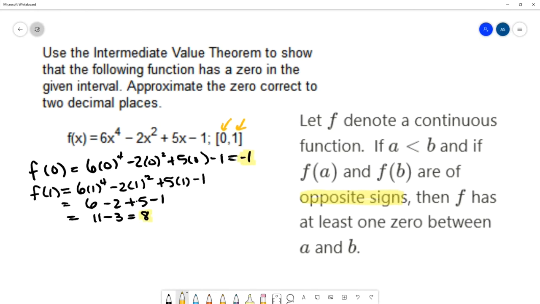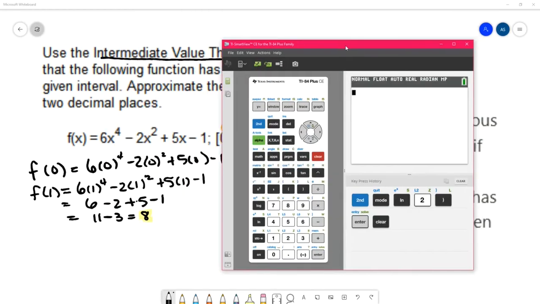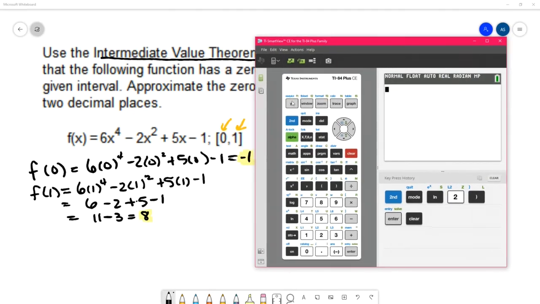So then we want to approximate those zeros correct to 2 decimal places. Now I'm sure there are many ways you can go about approximating those zeros, but I want to continue to use the intermediate value theorem. And I'll bring my graphing calculator in. And with my graphing calculator, I'm going to type that function into the y equals menu.